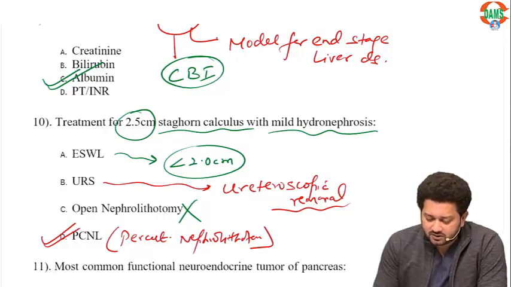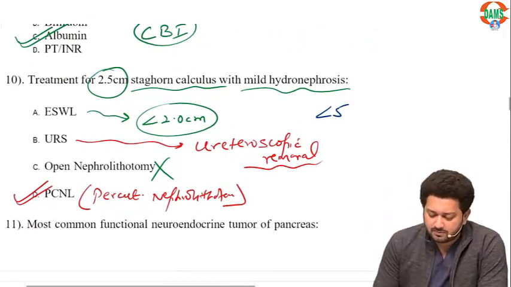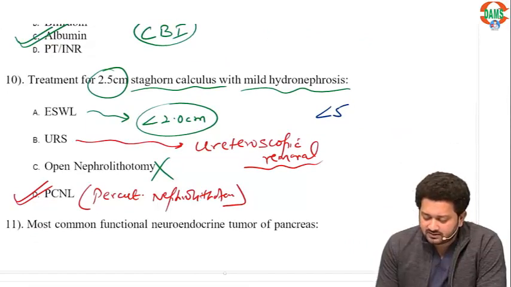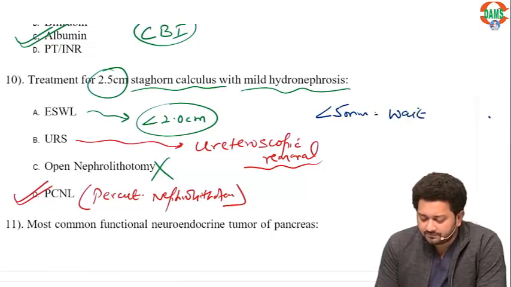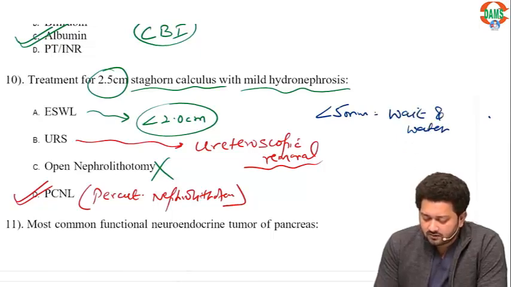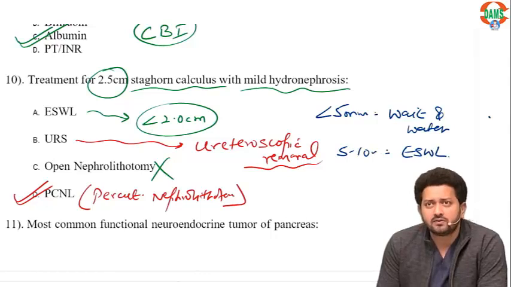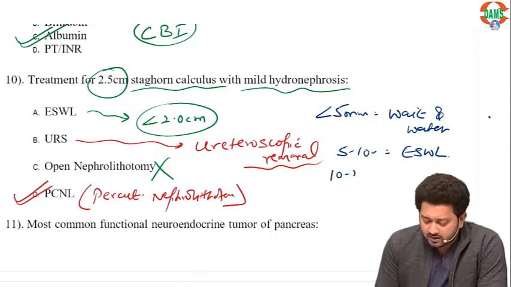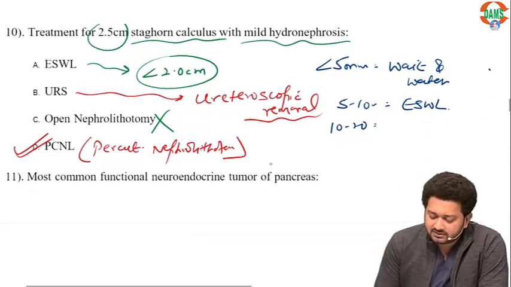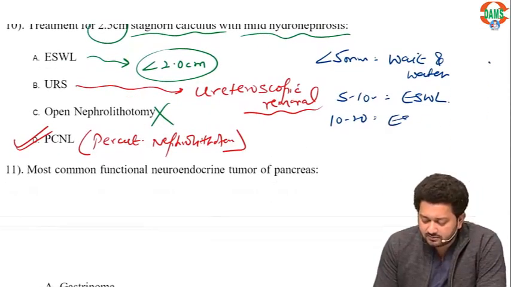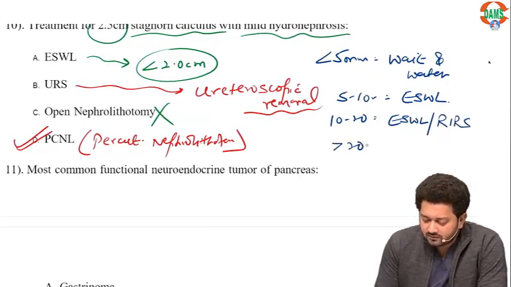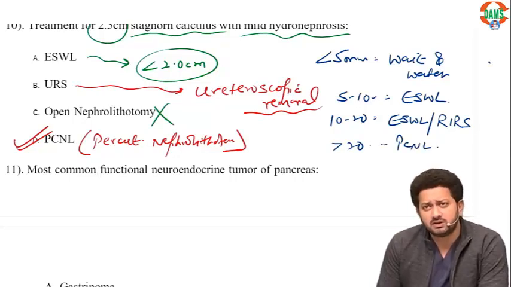If the stone is less than 5 mm, or you can say 0.5 centimeter, then you can wait and watch. For 5 to 10 mm, ESWL is the good technique. For 10 to 20 mm, you can go for either ESWL or retrograde intrarenal surgery. More than 20 millimeter, PCNL. So this is 25 millimeter, 2.5 centimeter, that's why PCNL.